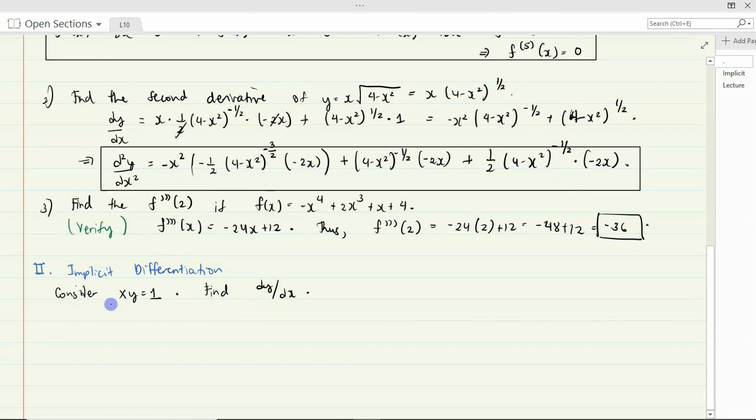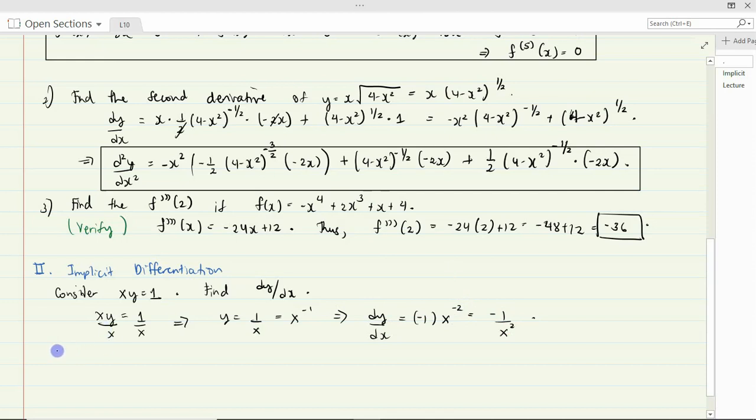So, mula dito sa xy equals 1, subukan nating i-isolate si y. Paano natin ma-isolate si y? Mag-divide tayo ng x. Ibig sabihin nito, y equals 1 over x. Ano ba ang 1 over x? Is just x raised to negative 1. At mula dito, kayang-kaya na natin kunin ang dy dx. Ano ang dy dx? It's negative 1 times x raised to negative 1 minus 1 or negative 2. So this is also equal to negative 1 over x squared. And that's your dy dx. Alright.